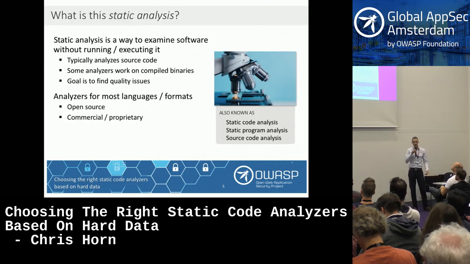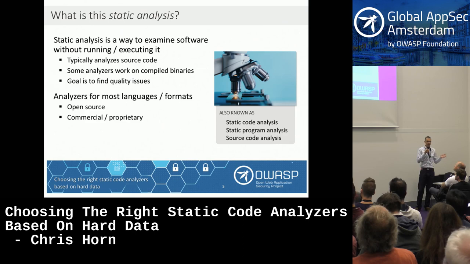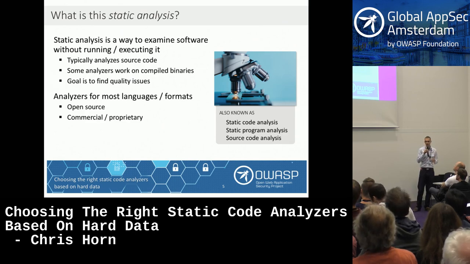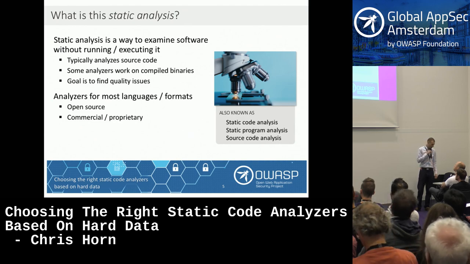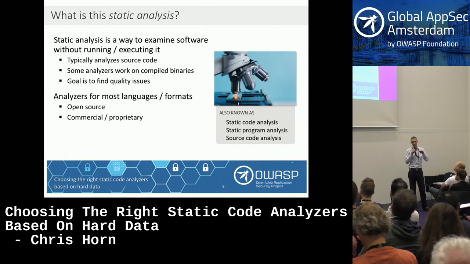So static analysis is basically the act of looking at a program for various properties with another computer program. So it's kind of funny like that. But you analyze software without running it, and that's what differentiates it from other forms of testing. The goal is mostly to find quality issues. There's a lot of different things that static analysis can find, and I have a slide on that. And there are two major flavors of analyzers. There are a lot of open source analyzers, and there is also proprietary software that you have to pay for.